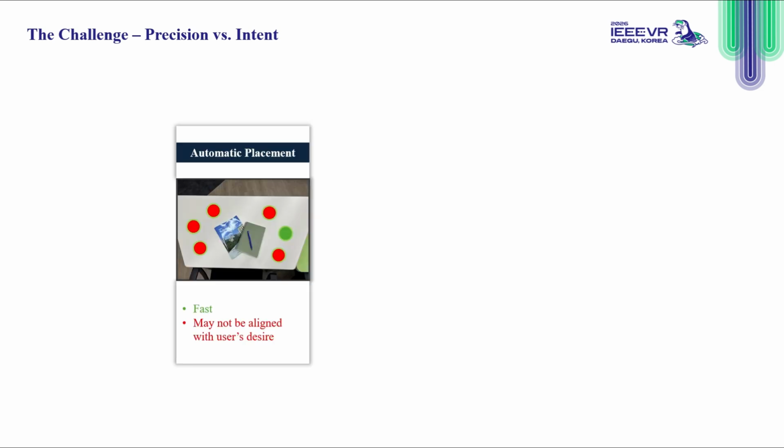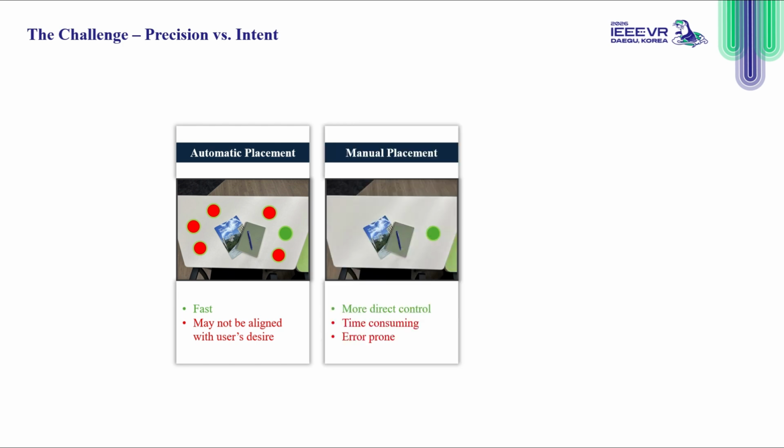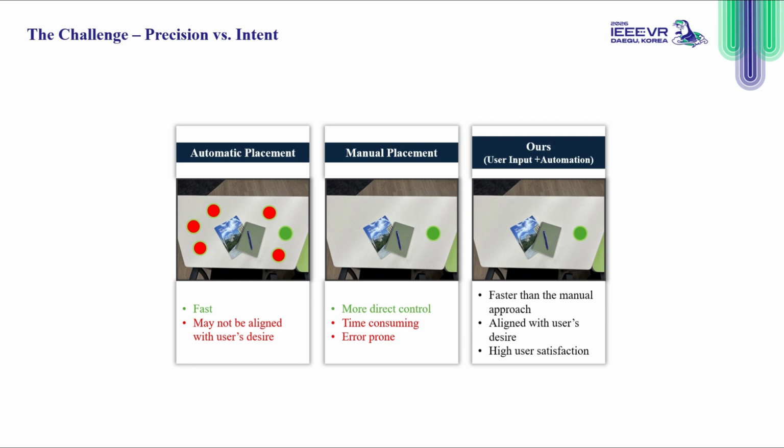Automated systems are fast, but lack user agency. They might put an object in a plausible spot that isn't where you want it. Manual placement gives you control, but it involves tedious nudging and can lead to arm fatigue. We wanted to enable a system that understands specific spatial relationships like behind or on the right of.